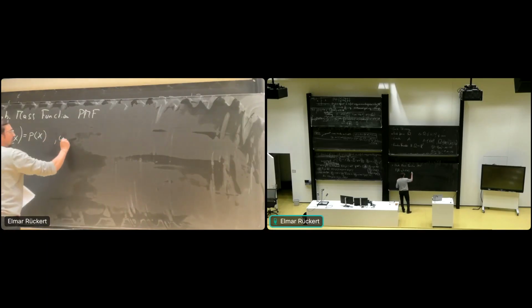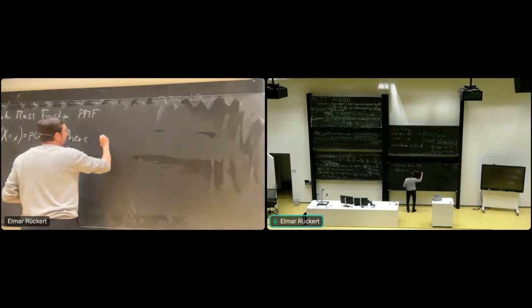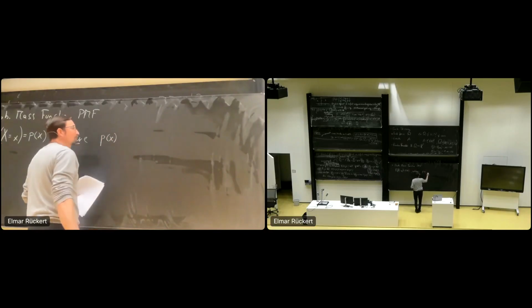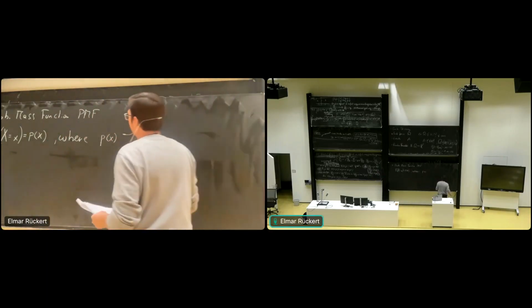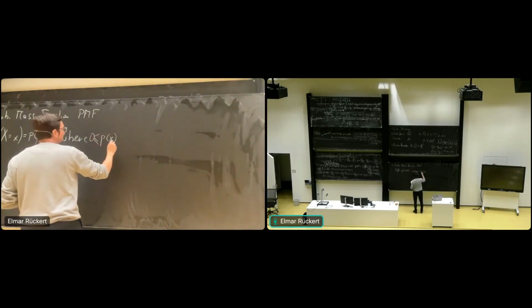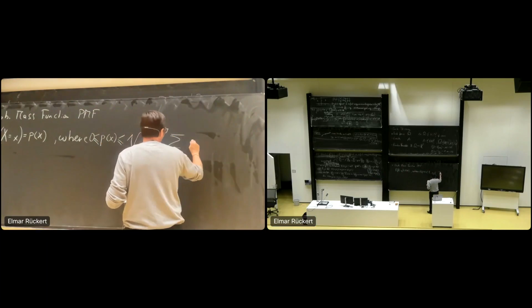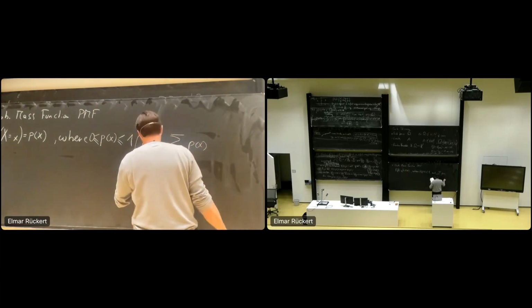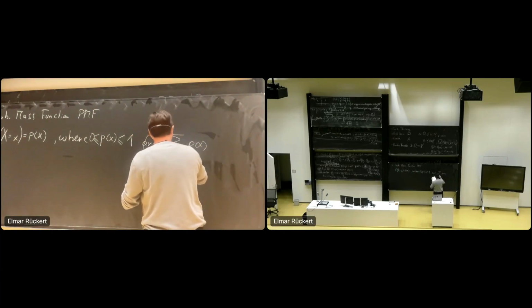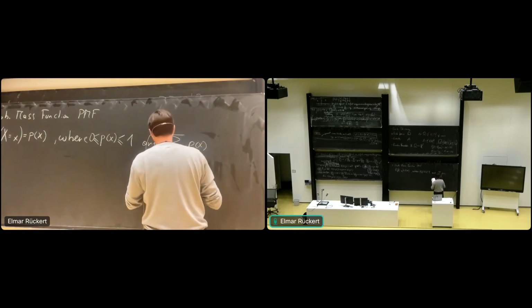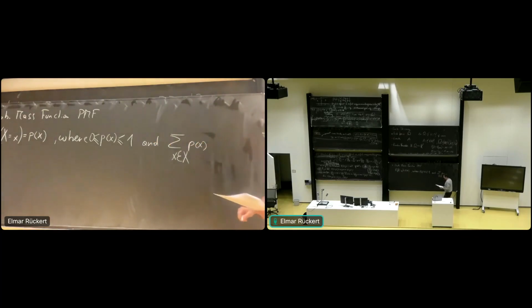And here, this P of x has to fulfill two properties. First of all, P of x has to be between 0 and 1. And the sum of all P of x values over all potential discrete variables, in this case, has to sum to 1. So I'm using the sum symbol for discrete random variables, or discrete distributions. I'm using the integral for continuous distributions.